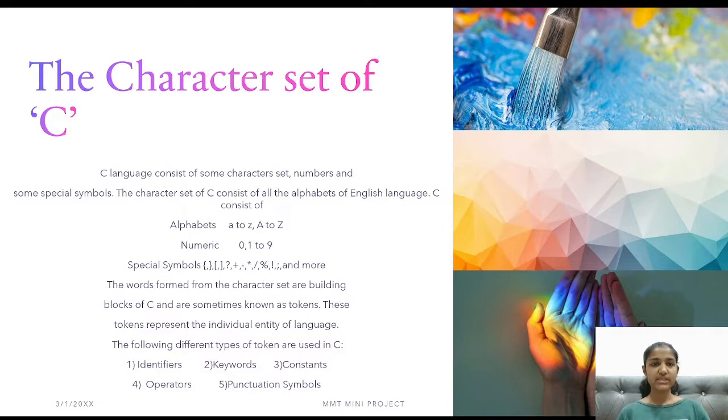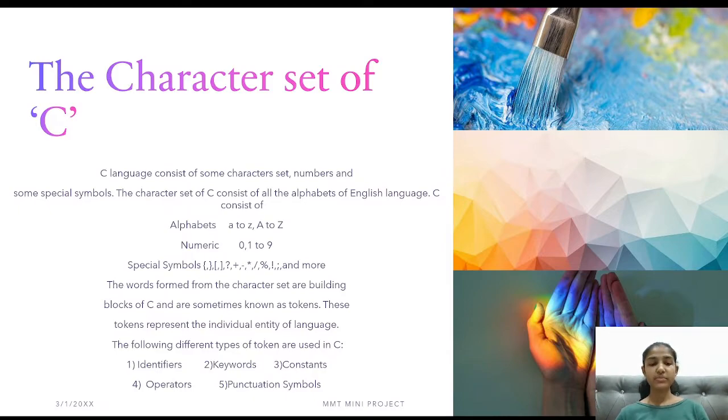The next one is the character set of C. C language consists of some character sets, numbers, and special symbols. The character set of C consists of all alphabets of English language. C consists of alphabets, numerics, special symbols, and much more.